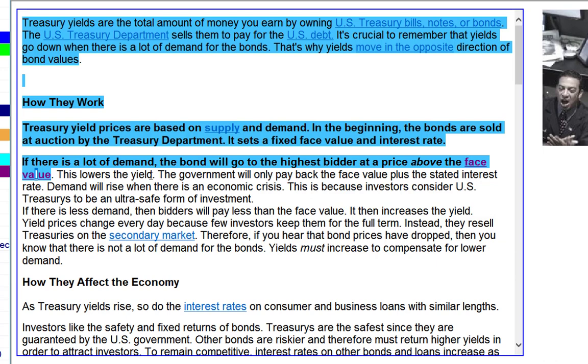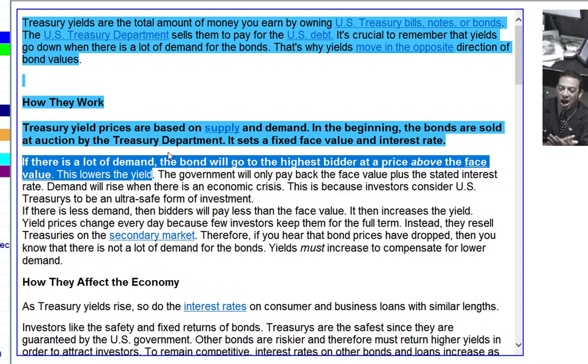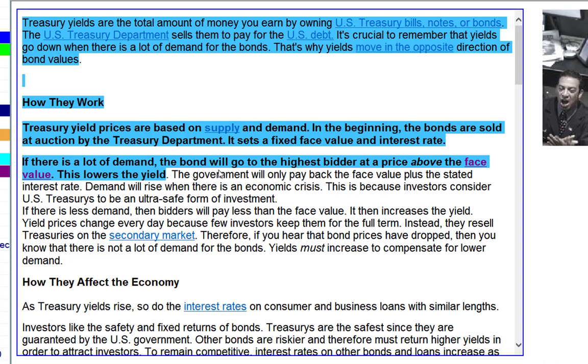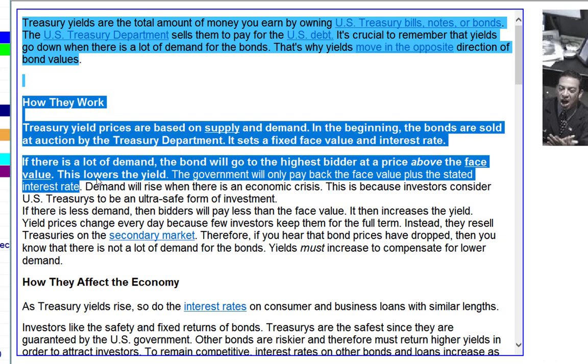This lowers the yield. Wait, a lot of demand, high price, above the face value, lowers the yield. No explanation, no idea. Let's keep finding. Lowers the yield. The government will only pay back the face value plus the stated interest rate. That clears things up. Let's get it all in context.